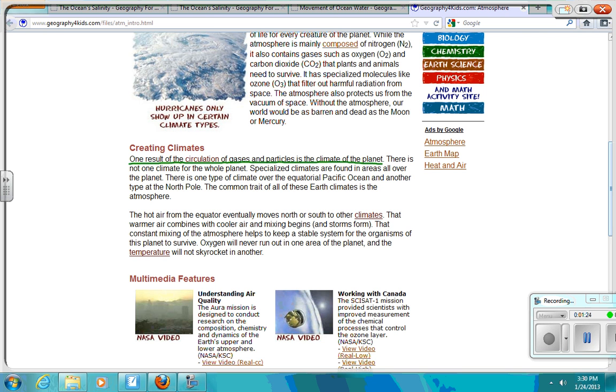And the reason there are different climates has to do with the fact that there is unequal heating across the Earth. Okay, there is very hot air that comes from the equator, and it moves either north or south of the equator to create different climates. That warmer air mixes with cooler air, and that is one way storms form. That constant mixing of the atmosphere helps keep a stable system for the organisms that live on this planet to survive.